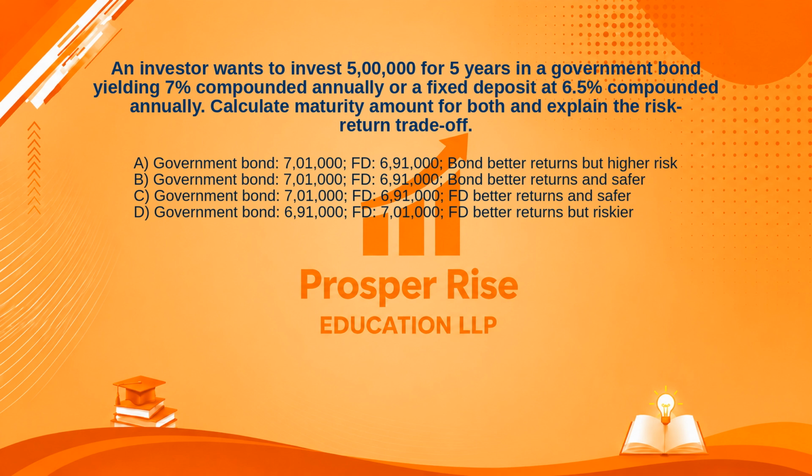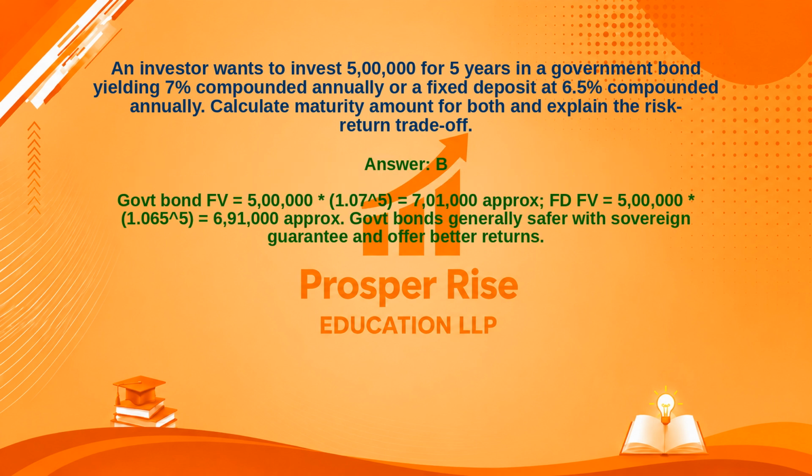The correct answer is Option B. Let's see why. Government bond FV equals 5 lakh times 1.07^5 equals 7 lakh 1,000 approx. FD FV equals 5 lakh times 1.065^5 equals 6 lakh 91,000 approx. Government bonds are generally safer with sovereign guarantee and offer better returns.